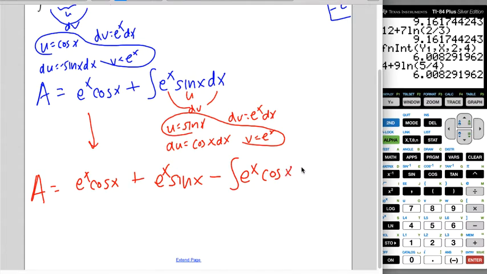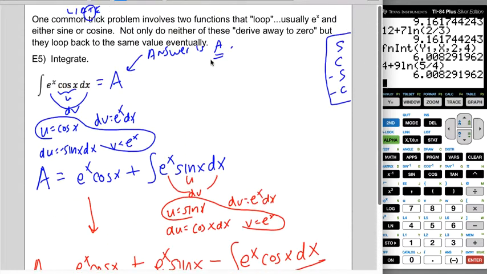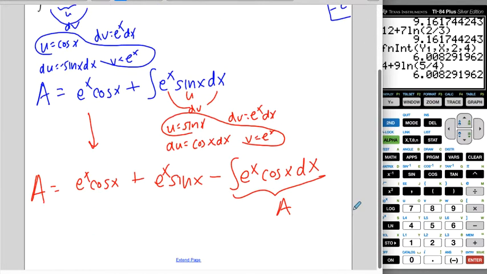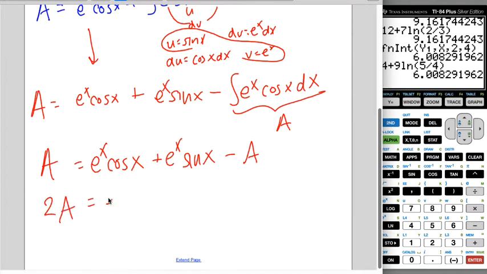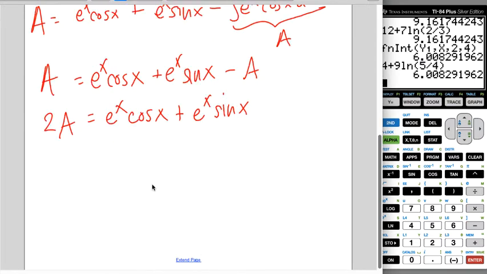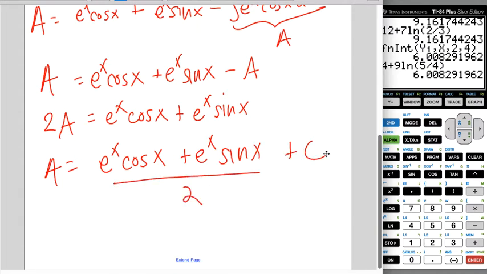Well, a thing has happened now. This thing right here, this is also a. If you go back up to the top, the integral of e to the x cosine x was a. So what's happening here is I can combine that to the other side. I can add that over. Because what I have here is a equals e to the x cosine of x plus e to the x sine of x minus a. Well, I add the a over, and I get 2 times the answer equals e to the x cosine of x plus e to the x sine of x. So I can solve for that integral by dividing by 2. So the answer is e to the x cosine of x plus e to the x sine of x all over 2 plus some arbitrary constant.